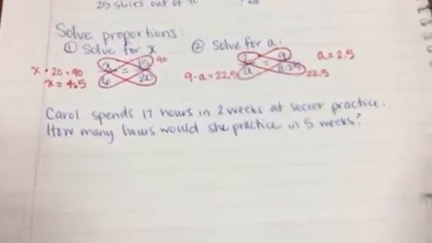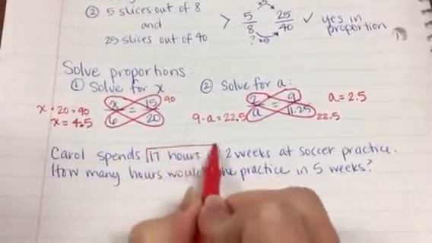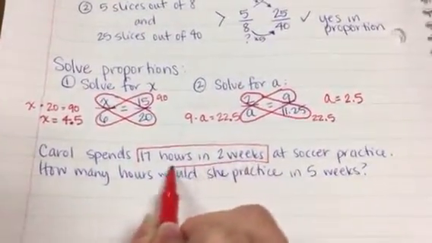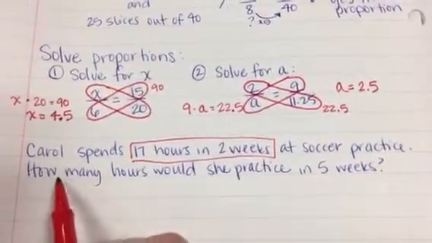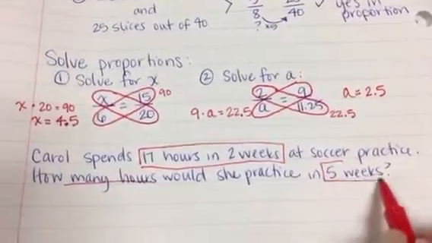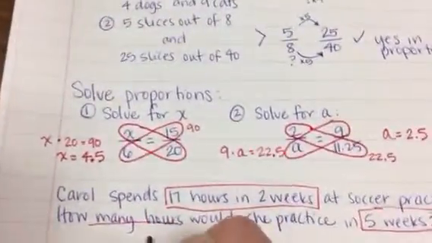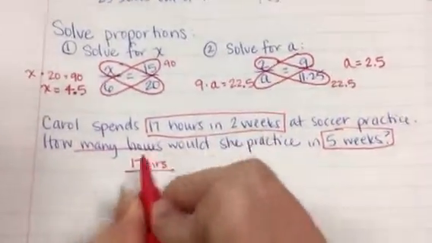And so we already know that the first thing we have to do is figure out what we know. So we know that she practices 17 hours in 2 weeks. This is, of course, a rate. And then we want to know how many hours that would be if she had 5 weeks to practice. So when we set it up, it looks like this. Now, I want you to focus on what I'm writing.